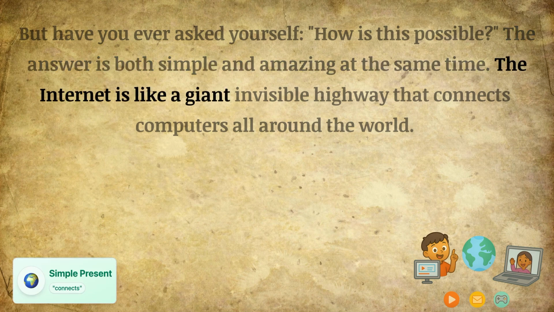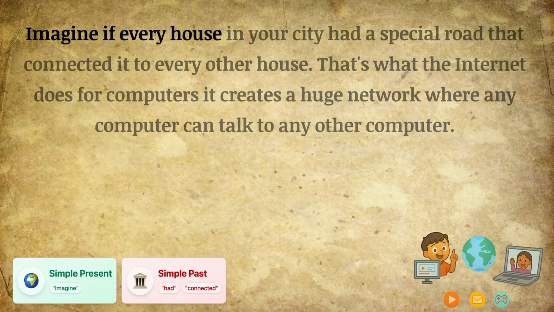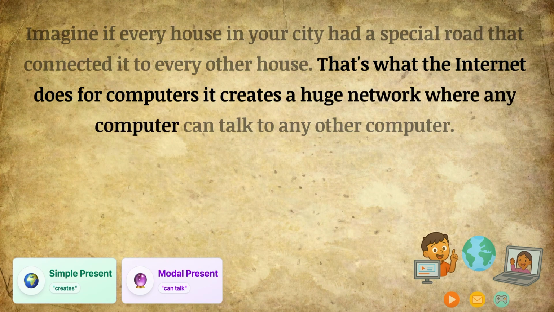The internet is like a giant invisible highway that connects computers all around the world. Imagine if every house in your city had a special road that connected it to every other house. That's what the internet does for computers. It creates a huge network where any computer can talk to any other computer.